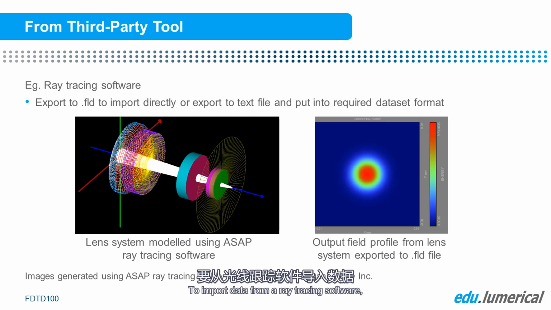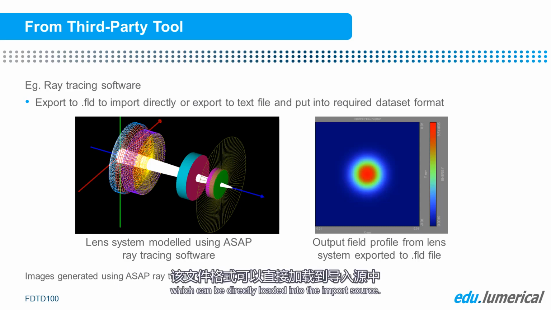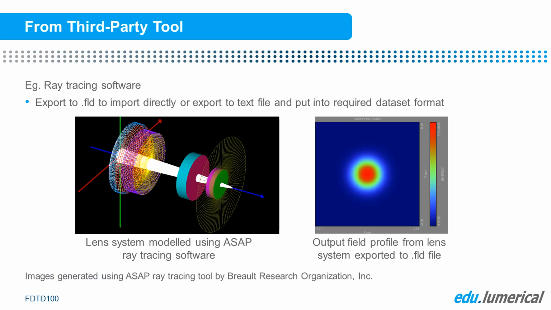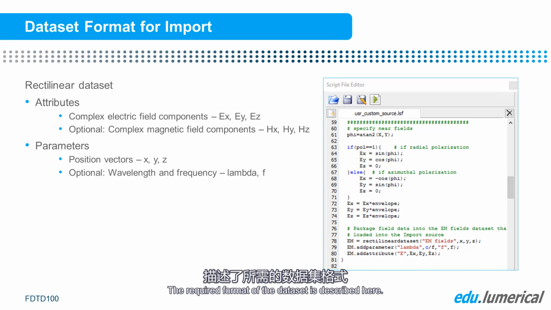To import data from ray tracing software, first check to see if the ray tracer is able to export data into the .fld file format, which can be directly loaded into the import source. Otherwise, the data may first need to be formatted into a rectilinear dataset in order to be loaded by the import source. Datasets are introduced in detail in the Analyzing Simulation Results section of this course. The required format of the dataset is described here.